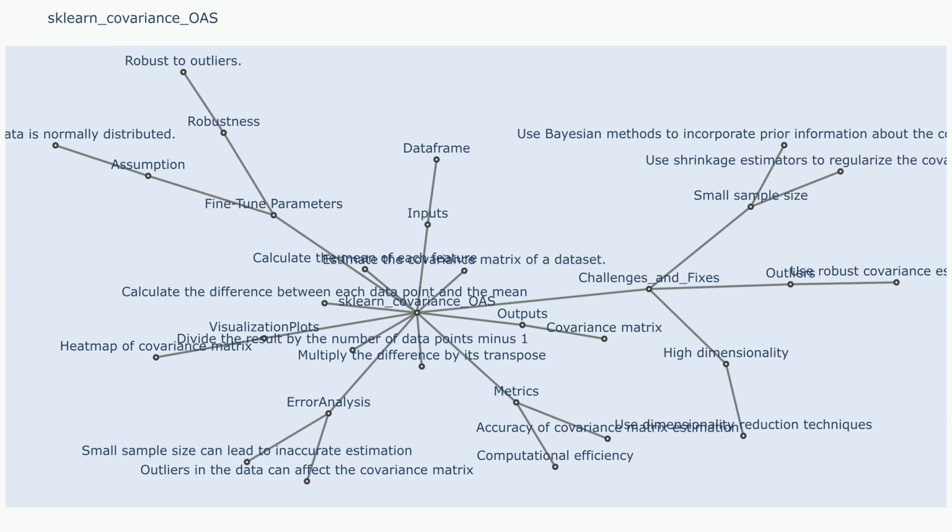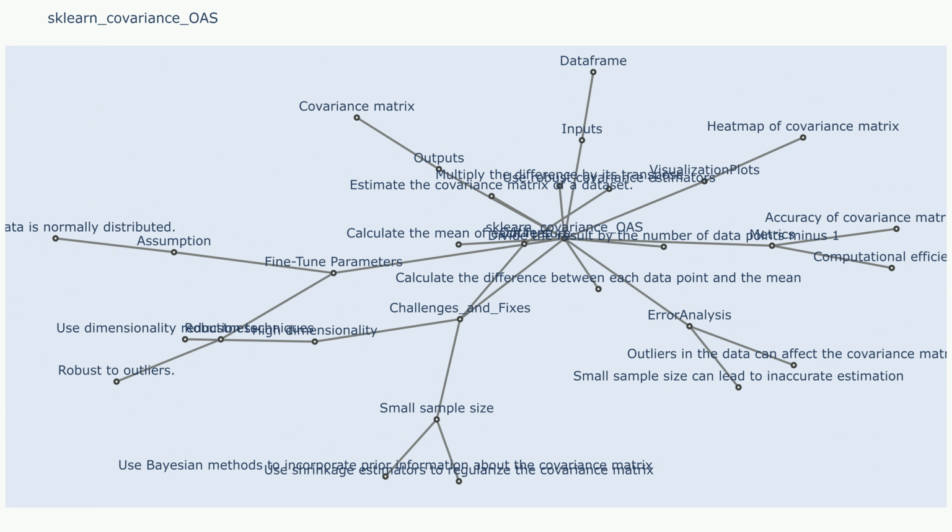Metrics. Metric 1. Explain in detail robustness. The performance of OAS can be measured by its robustness to outliers. One approach is to evaluate how much the estimated covariance matrix is affected by the presence of different levels of outliers in the data. Metric 2. Explain in detail accuracy. The accuracy of the covariance matrix estimation can be assessed by comparing it to the true covariance matrix if available, or by examining its performance in subsequent applications, such as in machine learning models.